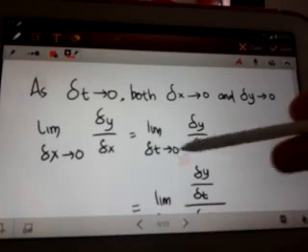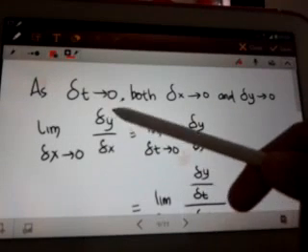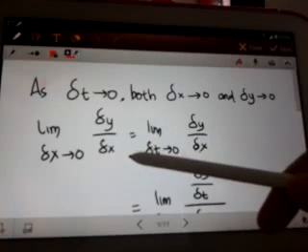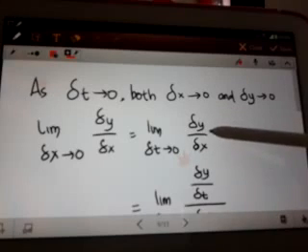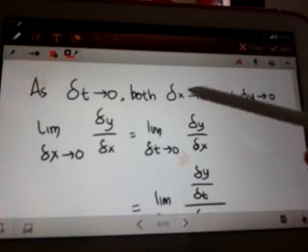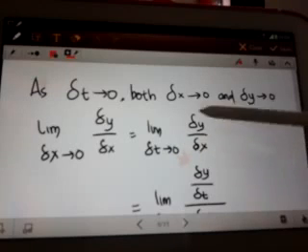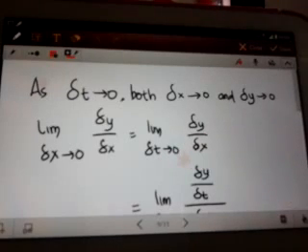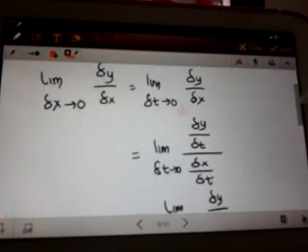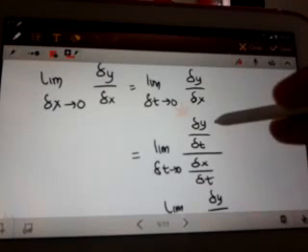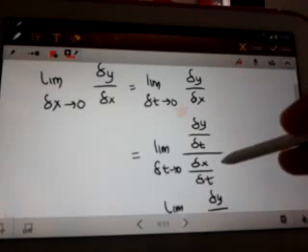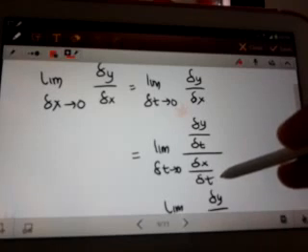So the limit as delta x goes to 0 of delta y over delta x is equal to the limit as delta t goes to 0 of delta y over delta x, because we will find the derivative with respect to t. The tricky way is to divide each of these by delta t. So the limit as delta t goes to 0 of delta y over delta t, over delta x over delta t.